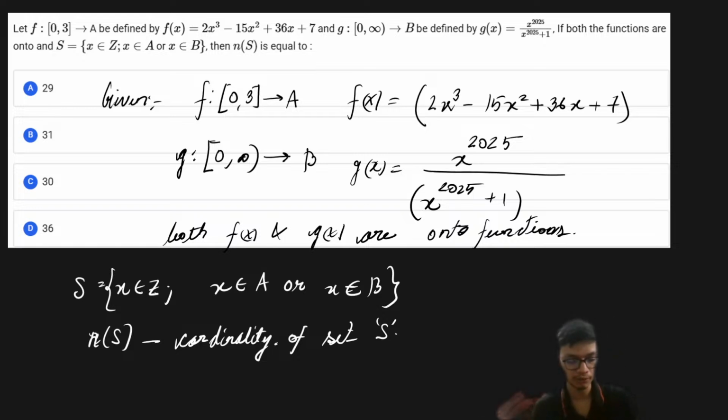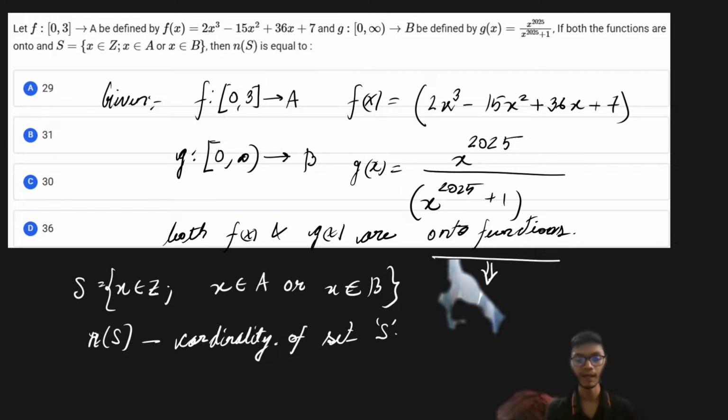So how do we proceed with the question? What do you basically mean by an onto function? Onto functions are those functions for which the codomain is equal to the range. We will have the range equal to the codomain.